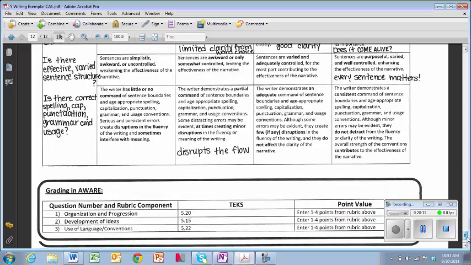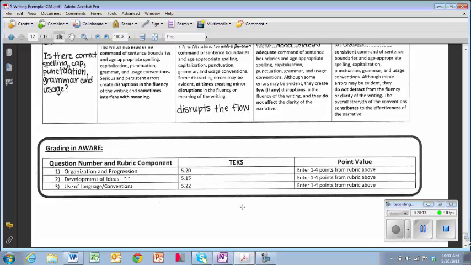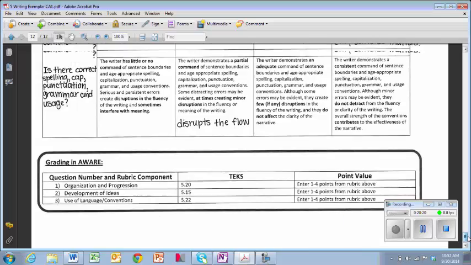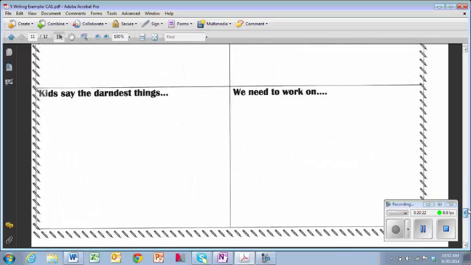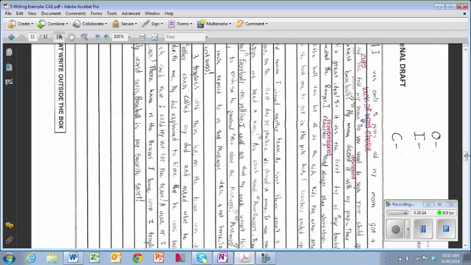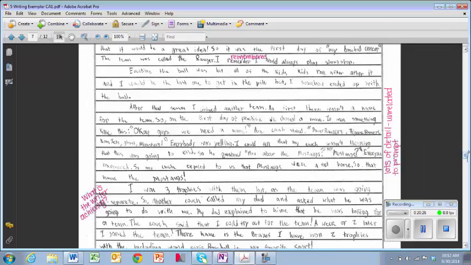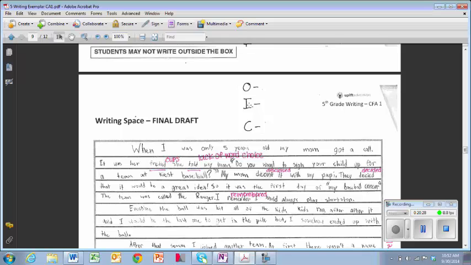And the last thing to note is the bottom right here shows how you should grade this in AWARE. You do not award 0 points. It would be at least 1 point, between 1 and 4 points. And you would give 1 score for organization, 1 score for ideas, and 1 score for the conventions when you do grade those.